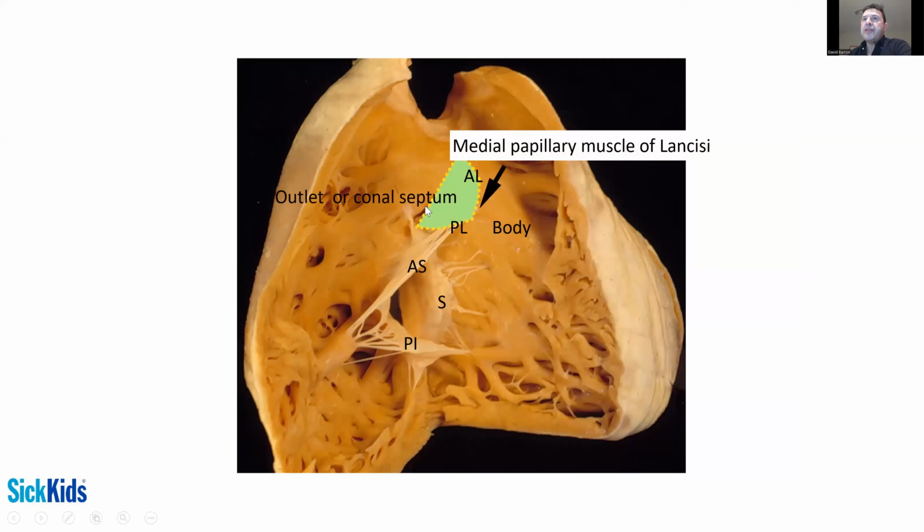Again, that's just showing you that really is the outlet septum there. It's not a very large part when you think of the whole surface area, if you like, or the whole commonality of the interventricular septum. That's the only part which is common to the outflow tracts of both ventricles.